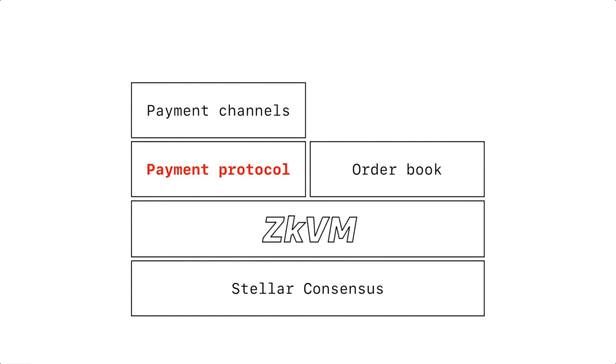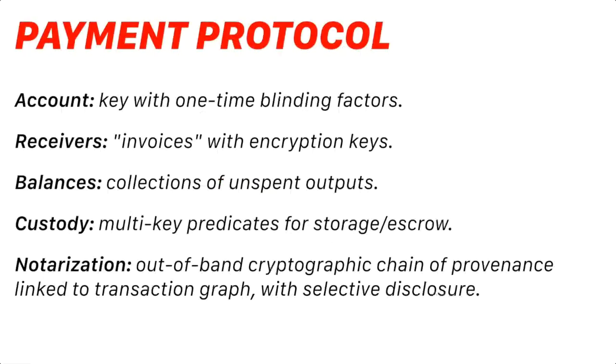So let's see a few examples of how to build protocols on top of zkVM. Let's start with the payment protocol. The basic payment protocol is implemented as such. Your account is represented by a public key, as usual, but that key is no longer directly visible on the network. Instead, it's uniquely blinded each time you receive a payment.